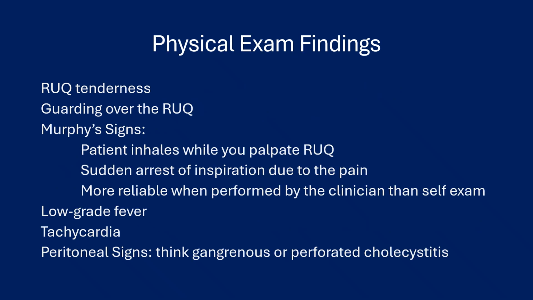Physical exam findings. Classically, right upper quadrant tenderness and guarding over the right upper quadrant of the abdomen. Murphy's sign, where the patient inhales while you are palpating the right upper quadrant, and they stop that inhalation because of a sudden onset of pain with that deep inspiration. More reliable when performed by the clinician than on self-exam. Low-grade fever, tachycardia, peritoneal signs, think gangrenous or perforated cholecystitis.